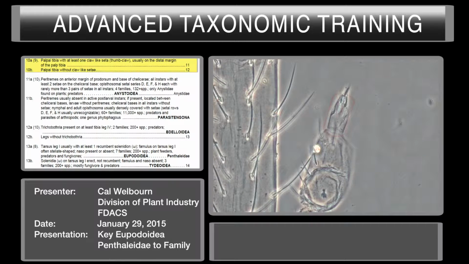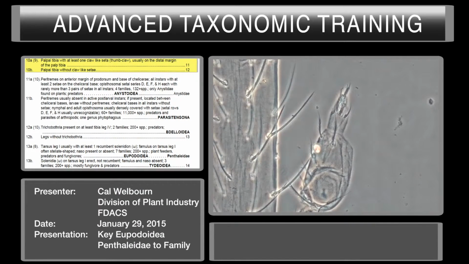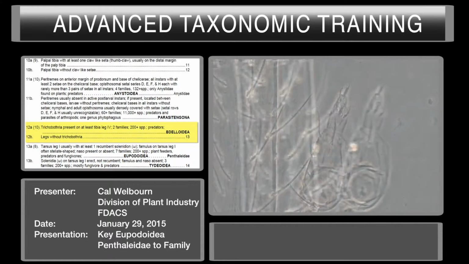Okay, here we have palp tarsus. This would be the palp tibia. And if we focus up and down, we see normal setae. There are no claw-like setae, no heavily sclerotized setae. These are just normal setae here. So at couplet 10, we're going with palp tibia without claw-like setae. Go to 12. And now we want to go to the legs to look for leg trichobothria.